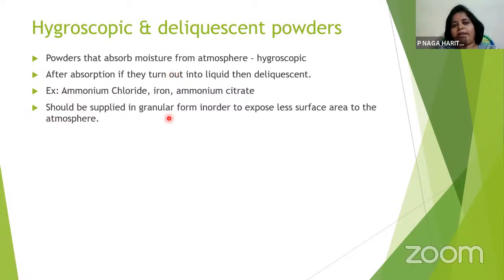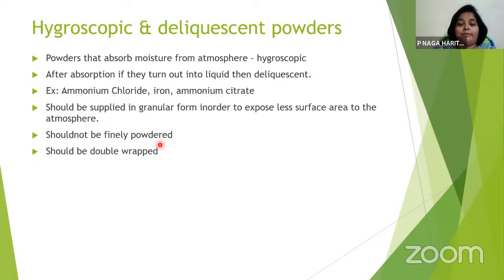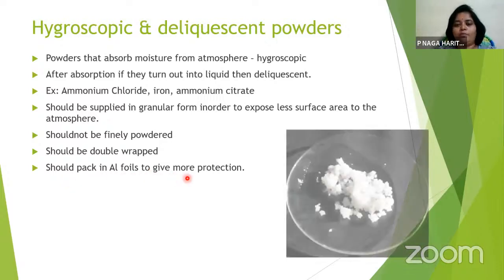They should be supplied in granular form in order to expose less surface area to the atmosphere, and should not be finely powdered, because the lesser the particle size, the more the surface area. That is why you have to dispense them in the form of granules rather than powder, and they should be double wrapped. Okay, why the double wrap? In fact, if you use aluminum foils also, it would be more beneficial so that it cannot absorb moisture from the atmosphere. So they should be packed in aluminum foils to give more protection.